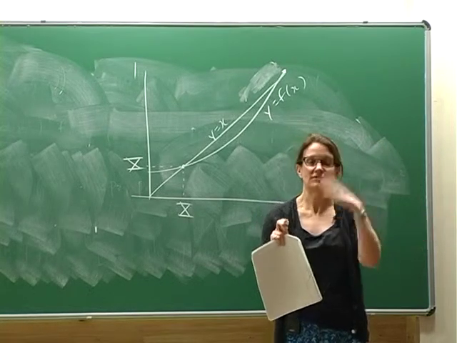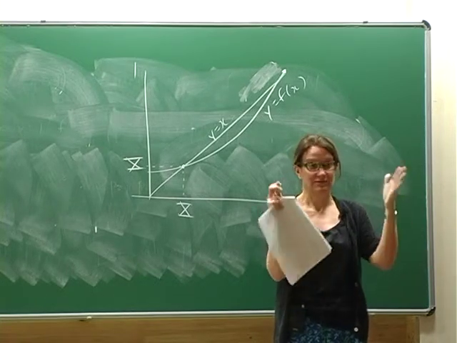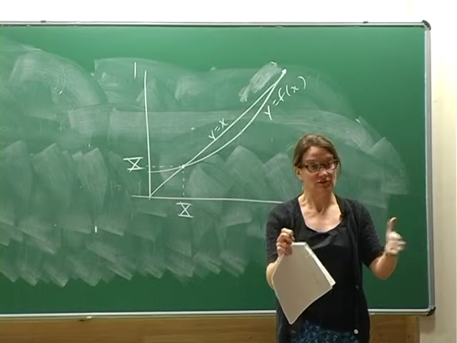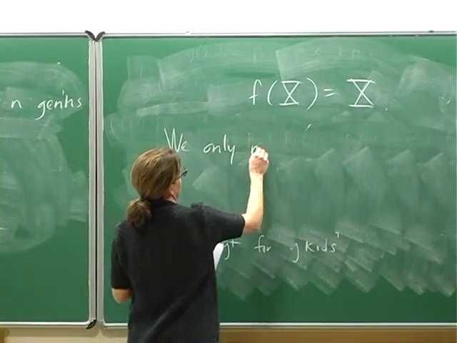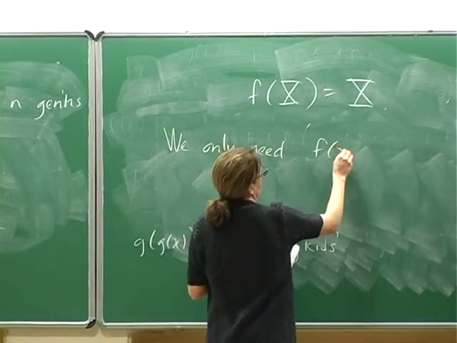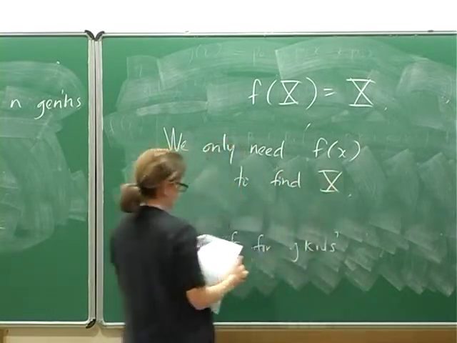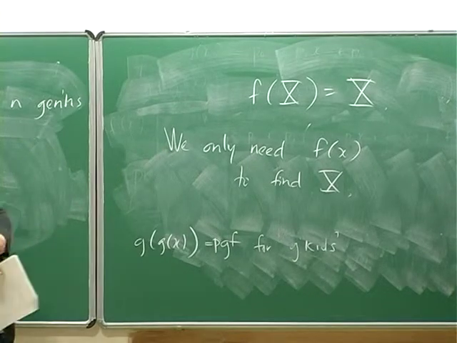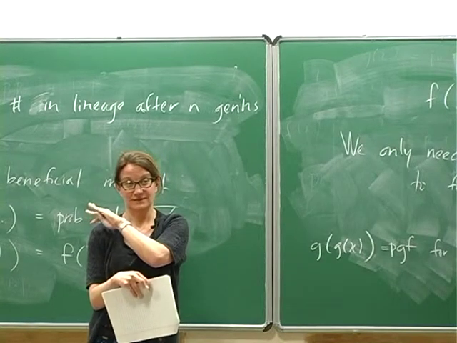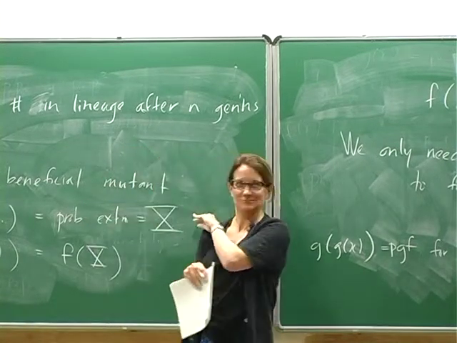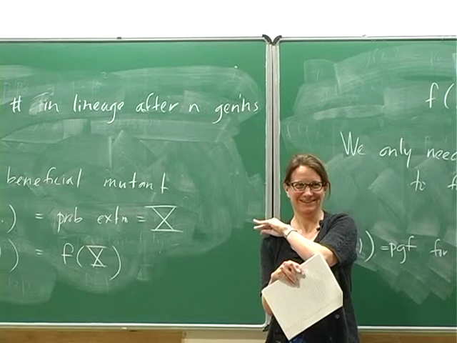It's so powerful that you don't have to go and look at the children and the grandchildren and the great-grandchildren at all. You just look at one offspring distribution, the very first bunch. So we only need f of x to find big X. Yeah? Questions? No? It's good that you're discussing.